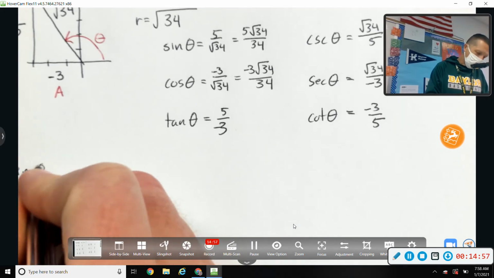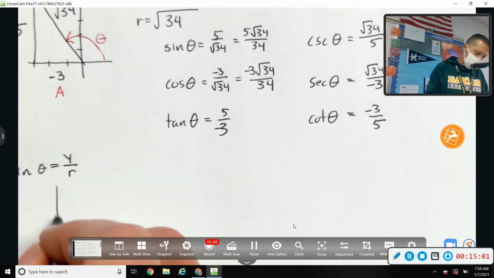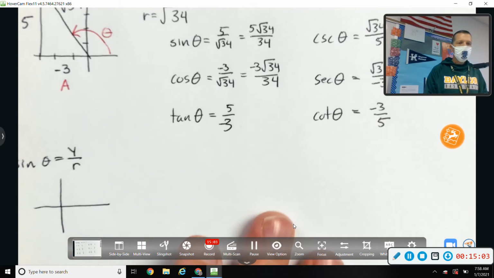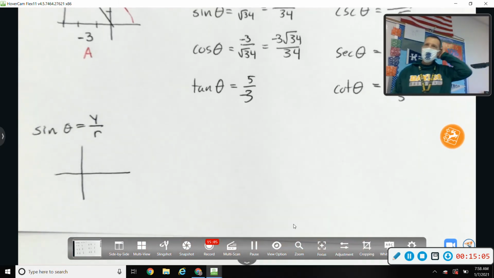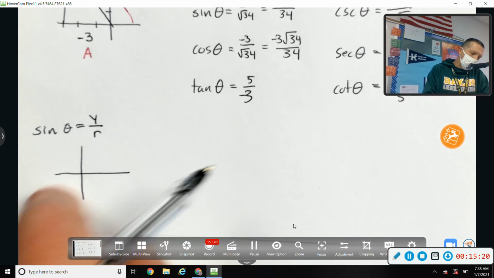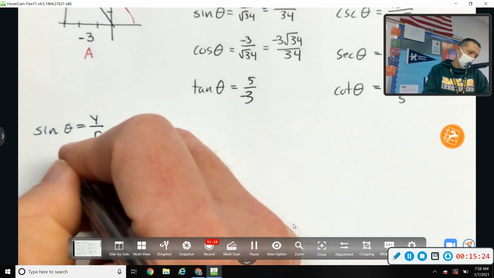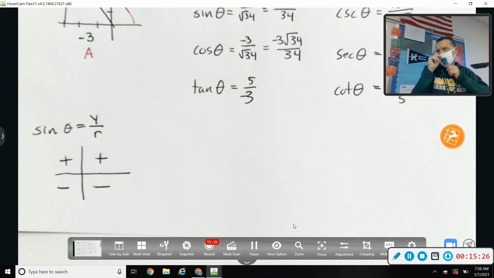So let's see. Sine is y over r. R is always positive, so you will never have a negative hypotenuse. Well, I should take that back. For now, we won't have negative radiuses. But if y is negative, so if we're in one of these bottom two quadrants, then our sine would be negative.